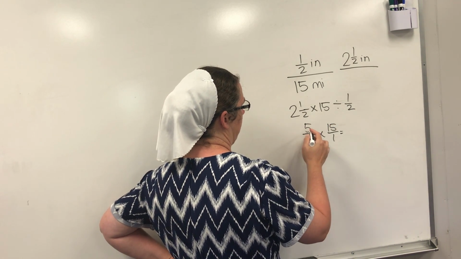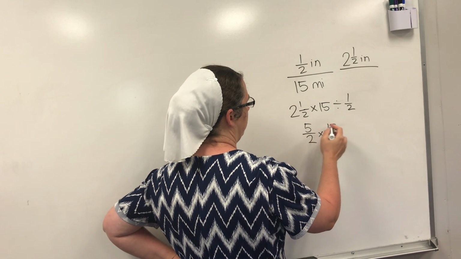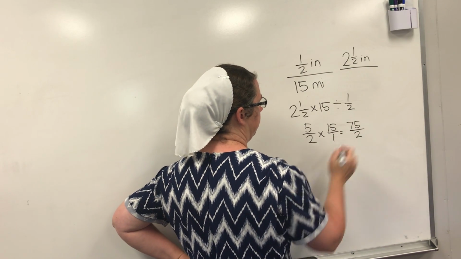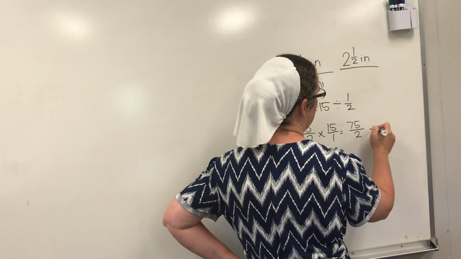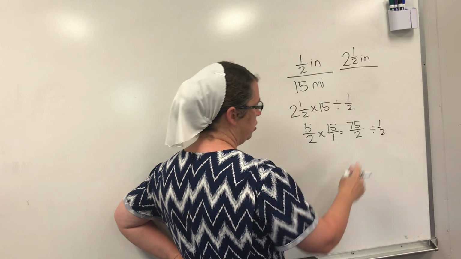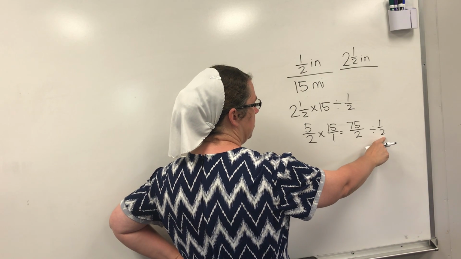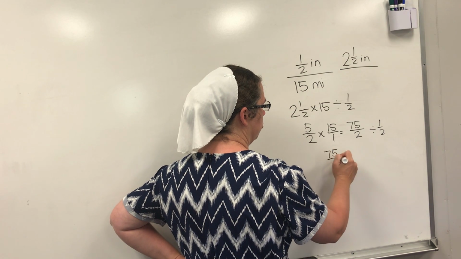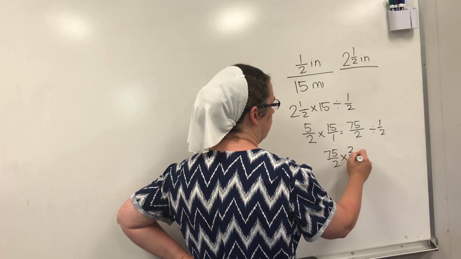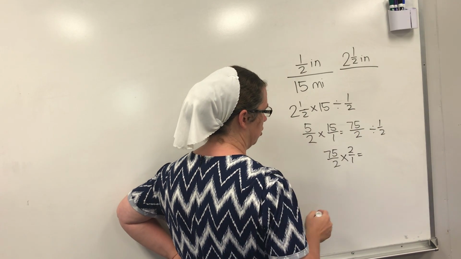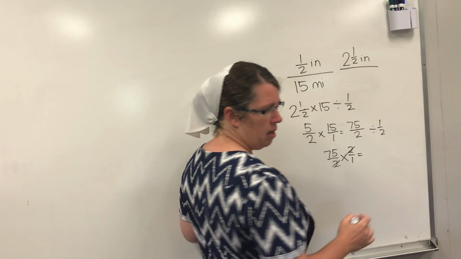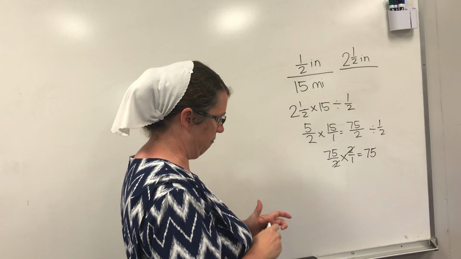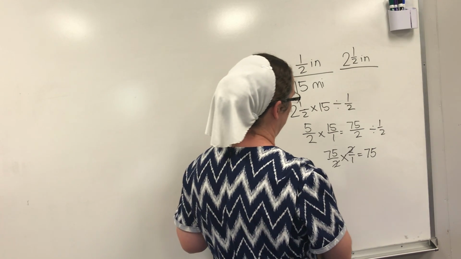So we've got 75. 15 times 5 is 75 over 2. Now we are dividing by 1/2. What do you do when you divide with a fraction here? Remember, whenever you divide with a fraction, you invert it. So it's 75 over 2 times 2 over 1. Remember to invert that fraction. Cancel out. Your answer is 75. All right, that was their example.